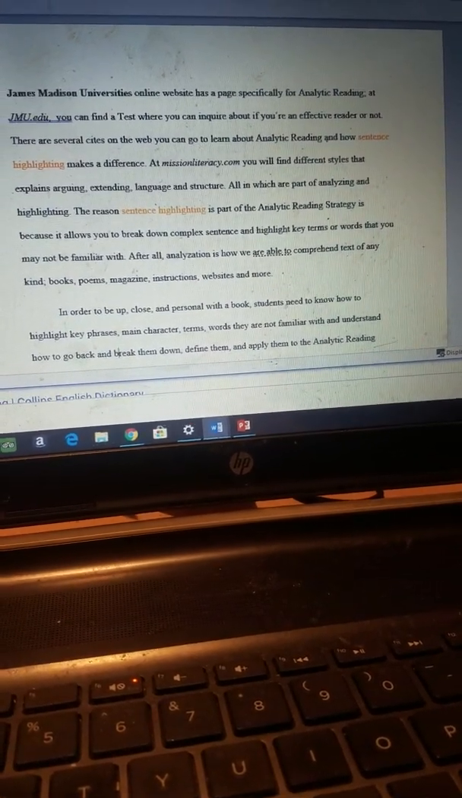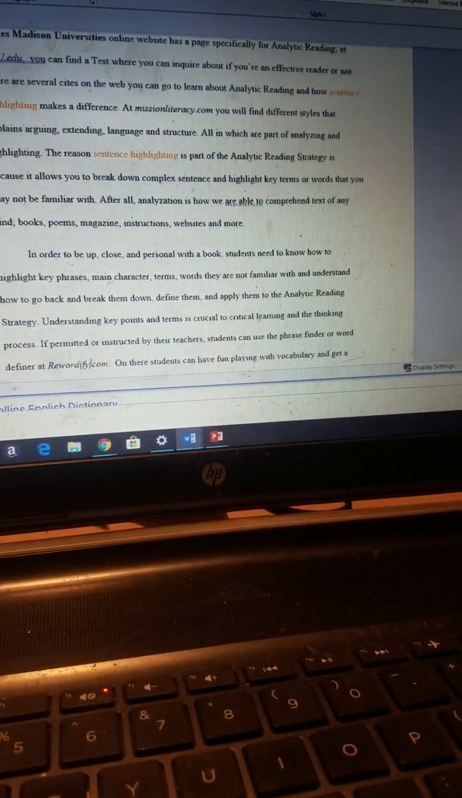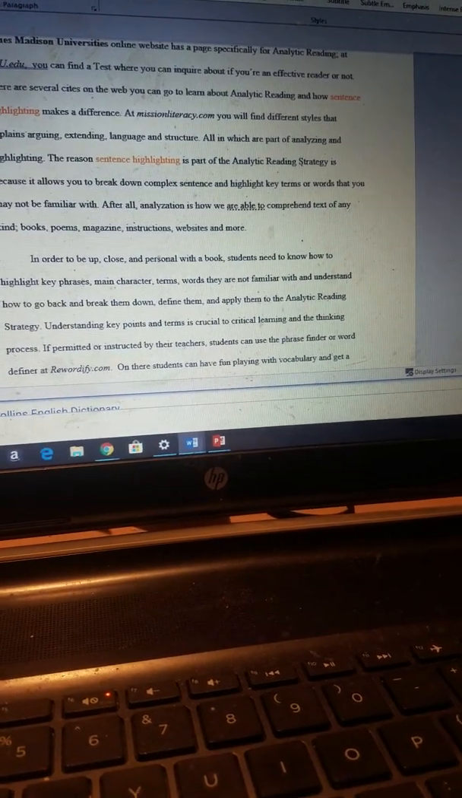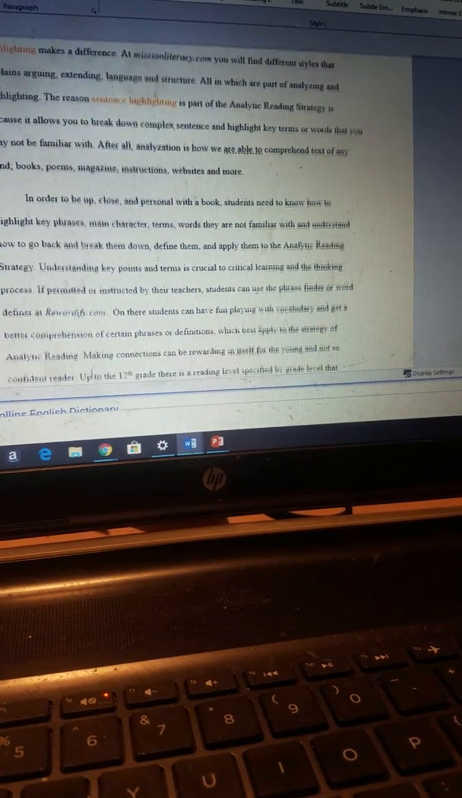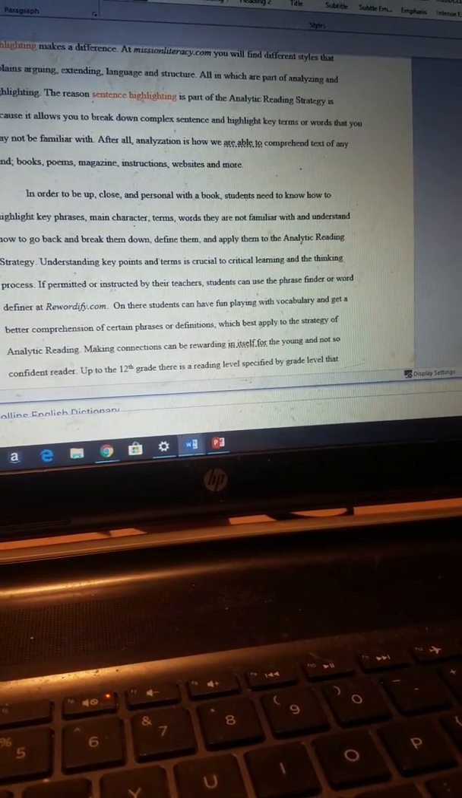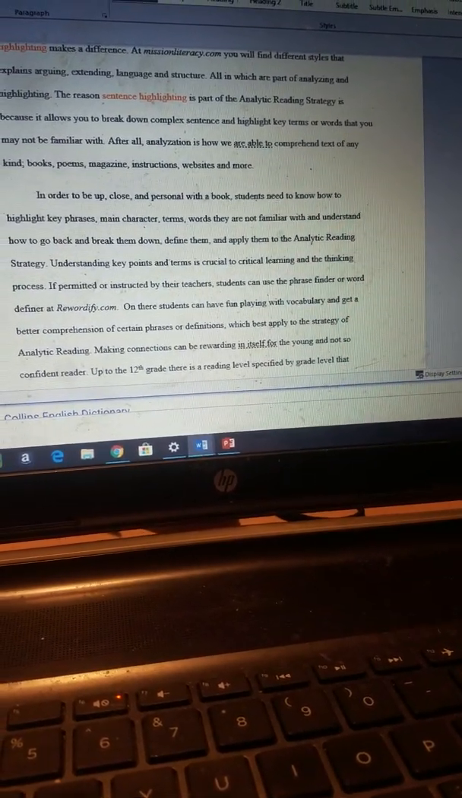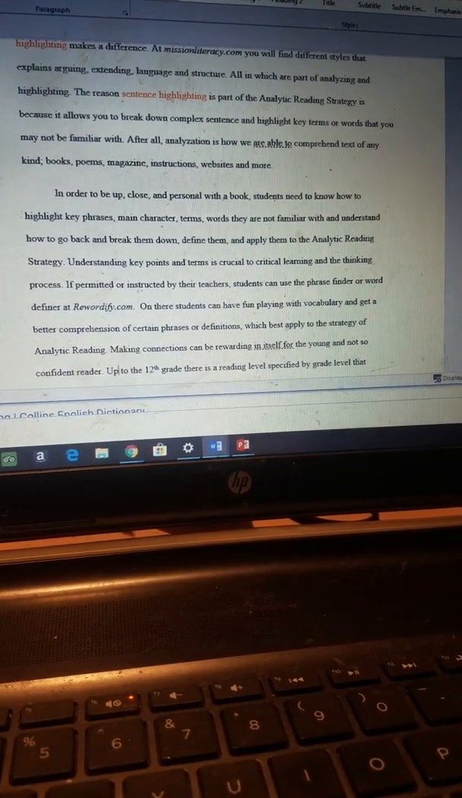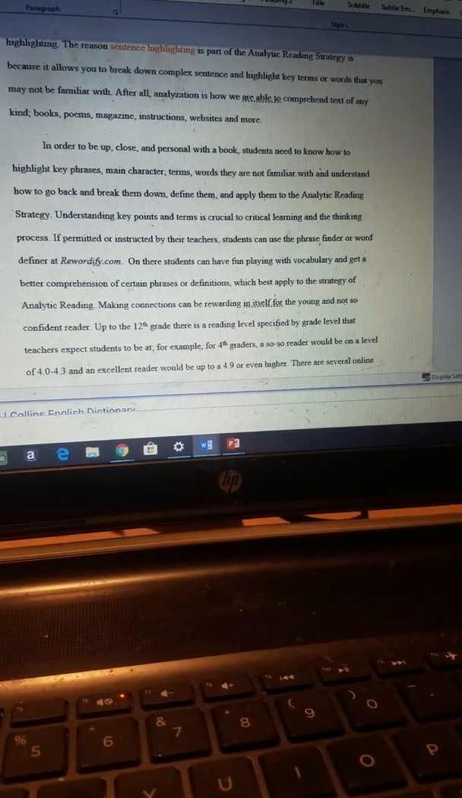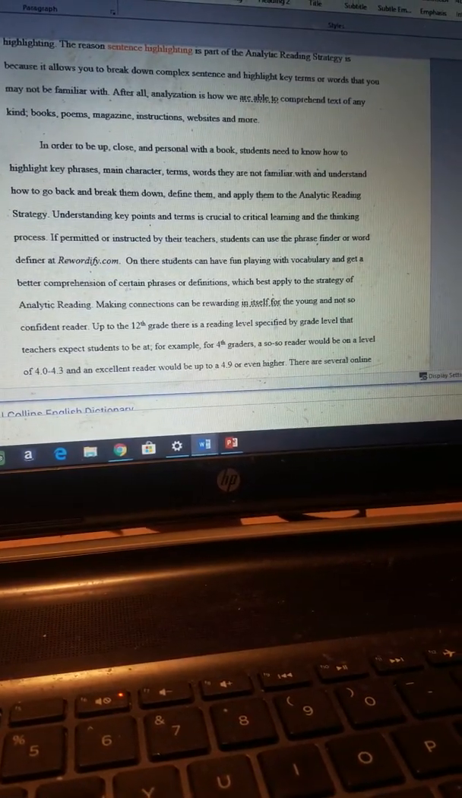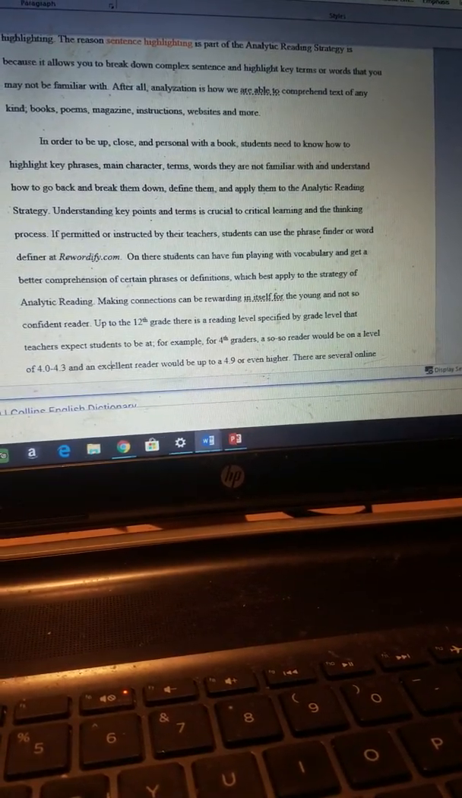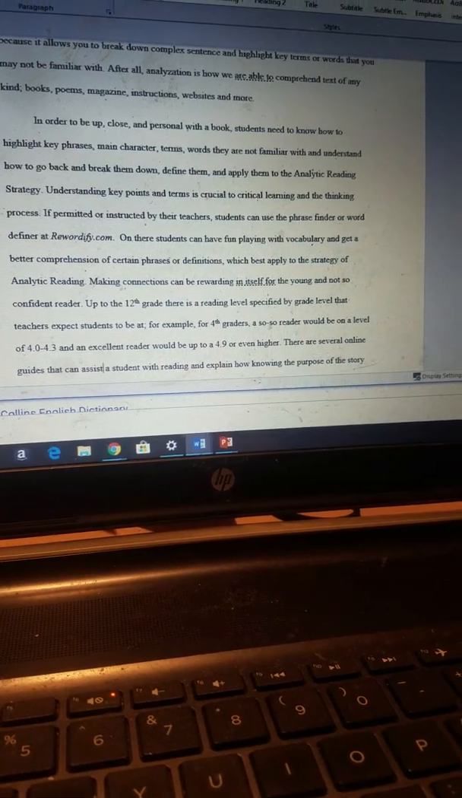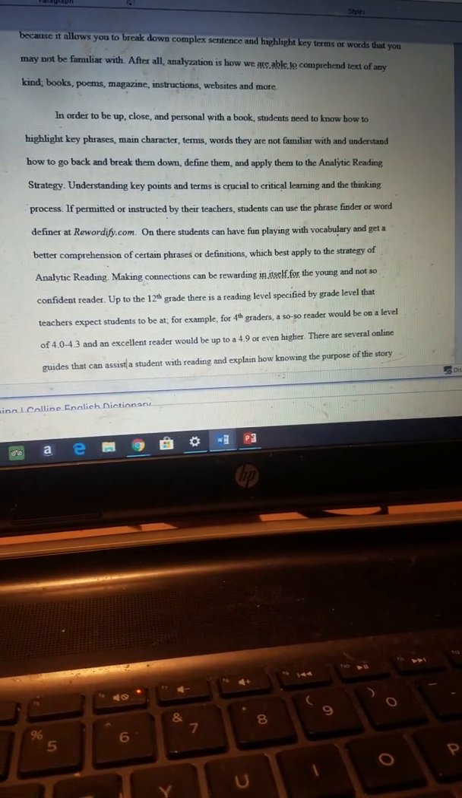The reason sentence highlighting is part of the analytic reading strategy is because it allows you to break down complex sentences and highlight key terms or words that you may not be familiar with. After all, analyzation is how we are able to comprehend text of any kind, from books, poems, magazines, instructions, websites, and more. In order to be up close and personal with a book, students need to know how to highlight key phrases, main characters, terms, words they are not familiar with, and understand how to go back and break them down, define them, and apply them to the analytic reading strategy.